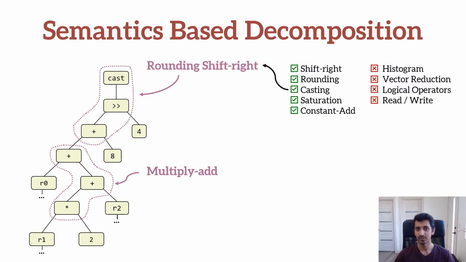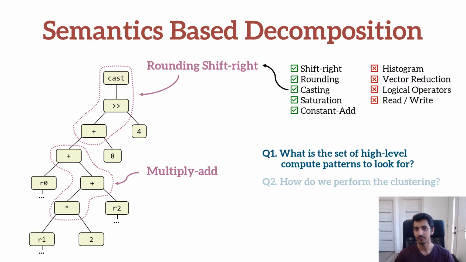To implement such semantics-based decomposition, we need two things. First, we need to identify what the set of high-level compute patterns is that we want to base our clustering on. And secondly, we need an algorithm that performs the clustering. For Rake, we derive the set of high-level compute patterns from the target instruction set as a set of uber instructions.